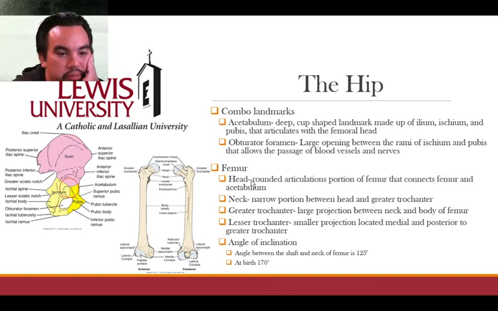The femur here, we look at the head of the femur, the articulation between the femur and the pelvic girdle. We have the neck, which is the long portion here. We have the greater trochanter. That's the really bony part of our hip that you can feel on the side of your body.